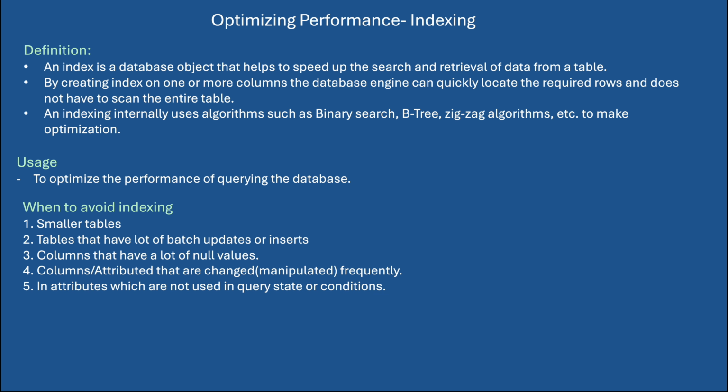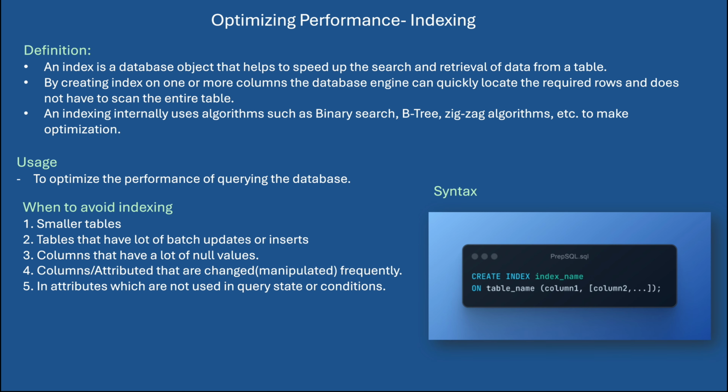As is obviously known, indexing is used to perform query optimizations and to run queries at a faster speed in the database. So indexing is good, but there are some situations where we have to avoid indexing. When our table is smaller, we should not be using indexing. Tables that have a lot of batch updates and inserts should also avoid indexing, and columns that have lots of nulls, or attributes that are changed or manipulated frequently, should not be indexed. Attributes which are not used in query statements or conditions should also be avoided in the indexing operation.